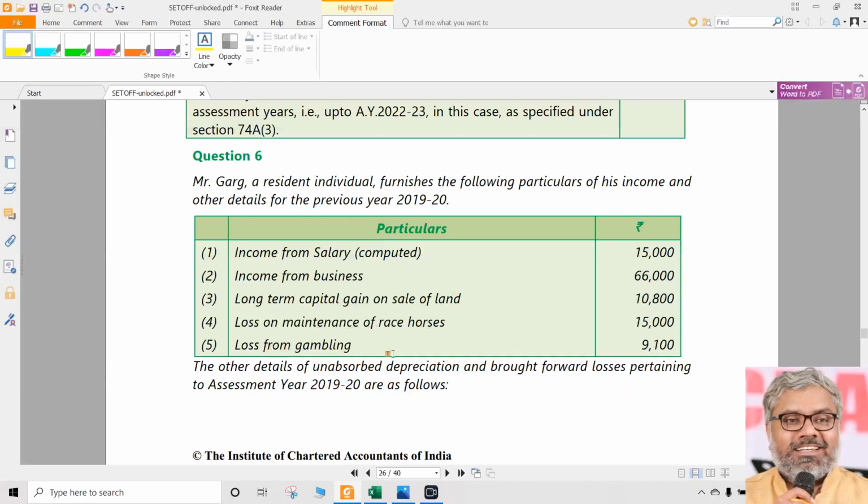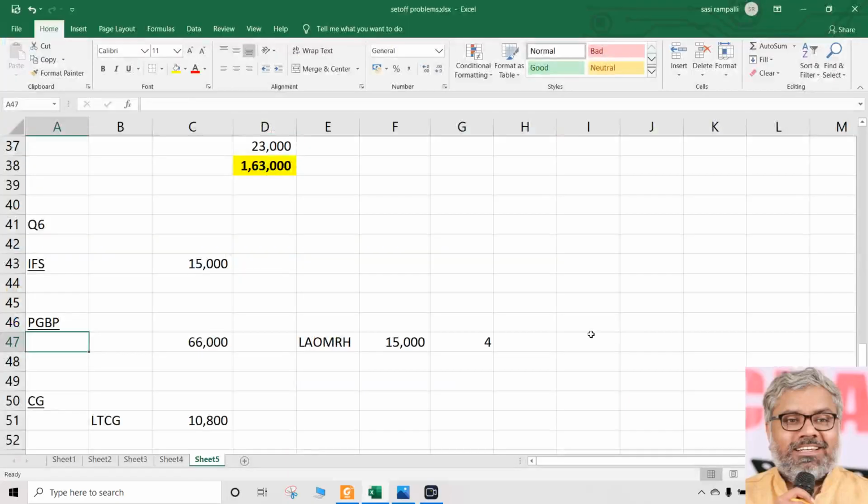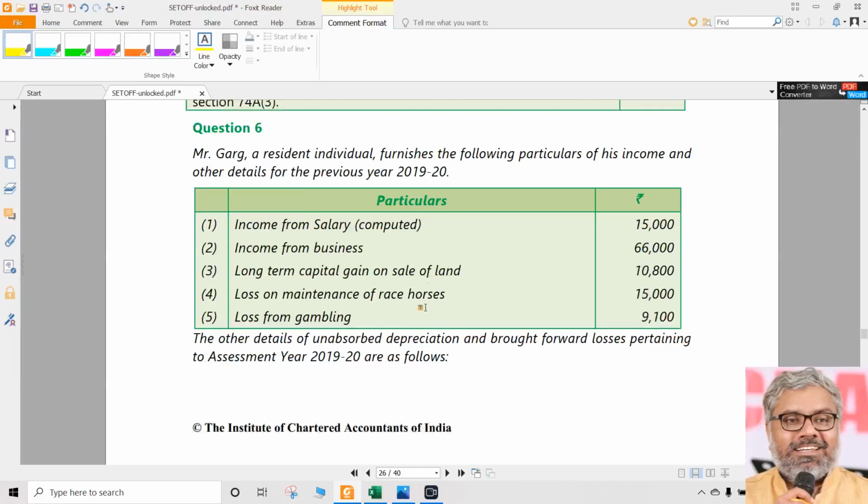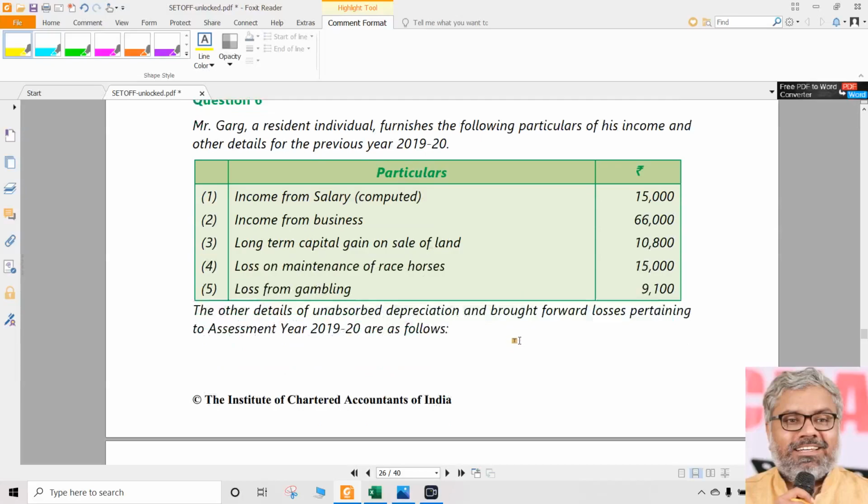Next, loss from gambling, 9,100, cannot be set off, and cannot be carried forward either. This is casual income. If there is any loss from casual income, nothing is to be done. It just has to be ignored. It cannot be set off, it cannot be carried forward. So for the 9,100, don't write anything about carry forward, but write that it cannot be carried forward and cannot be set off. That's it.